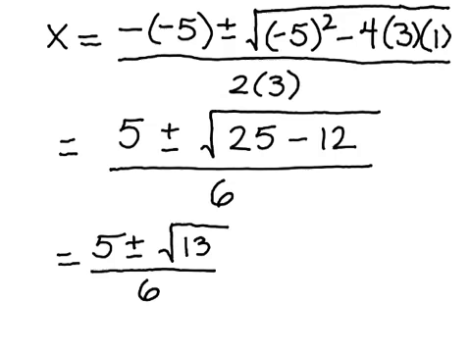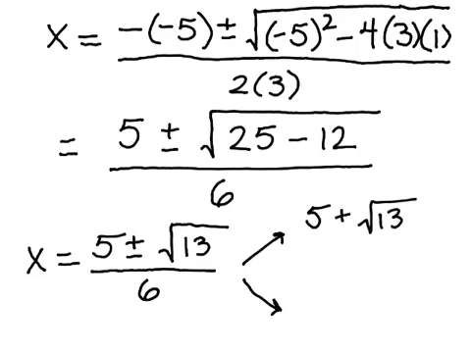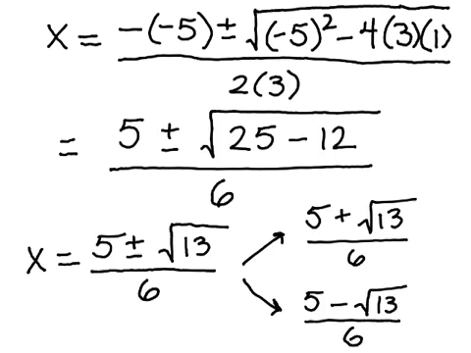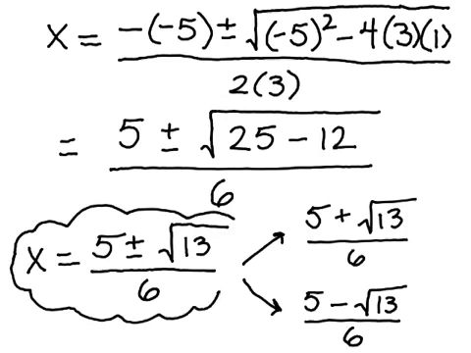And those are our answers. This tells us that x is equal to these two numbers. And though we write them together, do realize that we are talking about two different values here. We have 5 plus the square root of 13 over 6, and 5 minus the square root of 13 over 6. So that it was easier to write it in its condensed form, we do actually have two answers here. And that's using the quadratic formula to solve a quadratic equation.